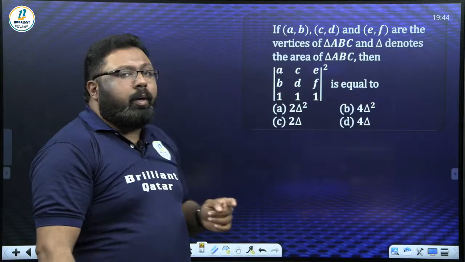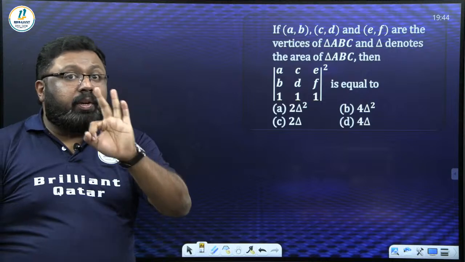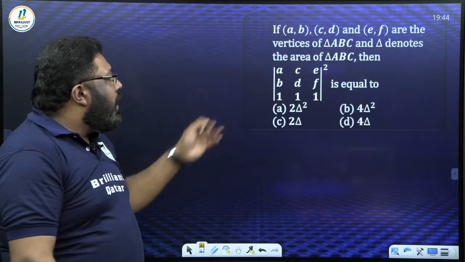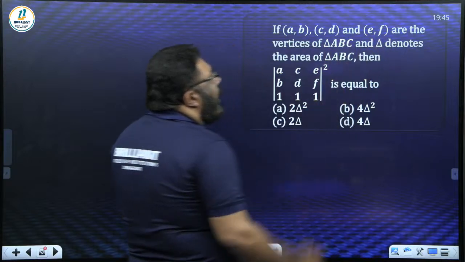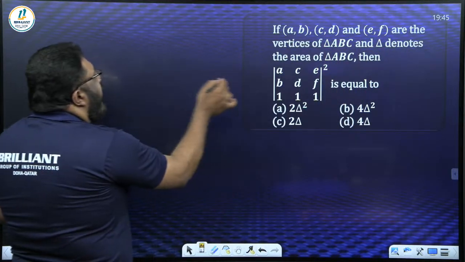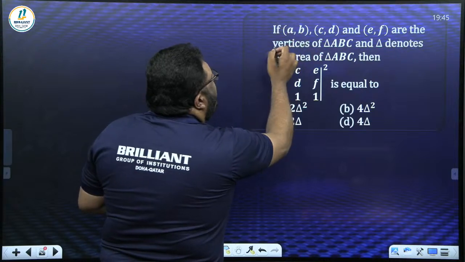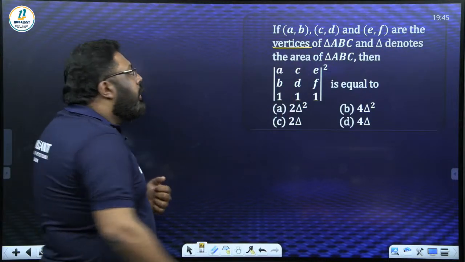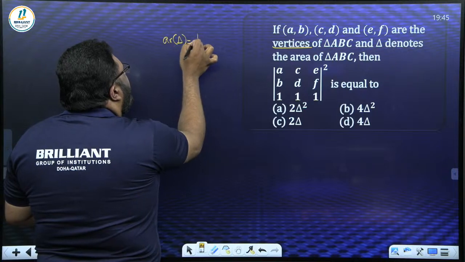So many question sets had a question based on the area of a triangle. I could say three regions, the same question came with the area of a triangle. So now, what is the formula for finding the area of a triangle? We know the vertices are given to us. What would be the area of the triangle, all of you?